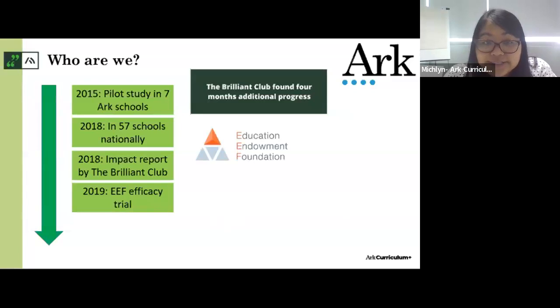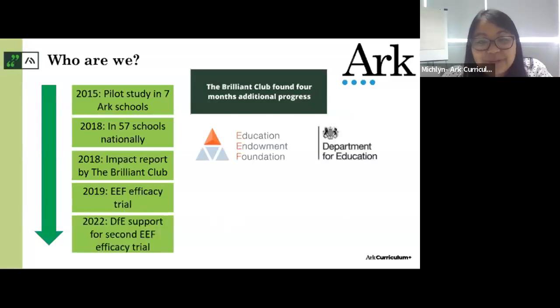Then in 2019, the Education Endowment Foundation selected our programme to run an efficacy trial. Sadly, this was disrupted by COVID, but the data gathered from the initial trial was so positive that the DfE chose us for their accelerator fund to continue with the second trial. So if you are interested in being part of that second trial, do please, like I said, stay behind at the end of this webinar.